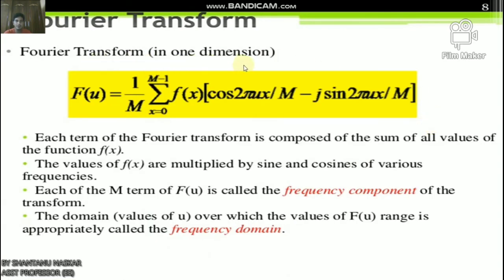Now the Fourier transform in one dimension. F(u) equals 1 by m summation x equals 0 to m minus 1 of f(x) times cos 2 pi u x by m minus j sin 2 pi u x by m. So each term of the Fourier transform is composed of the sum of all values of the function f(x), and the values of f(x) are multiplied by sines and cosines of various frequencies. Each of the m terms of F(u) is called a frequency component of the transform, and the domain of values of u over which F(u) ranges is appropriately called the frequency domain.